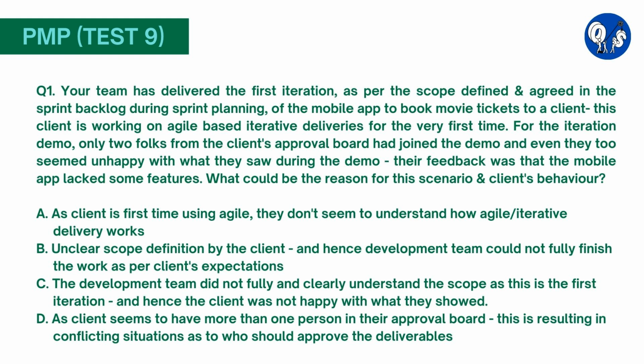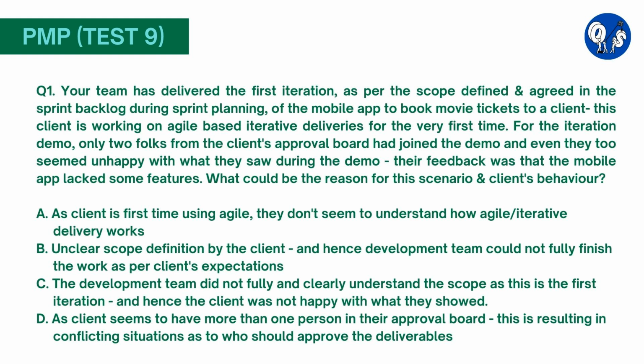A. As client is first time using Agile, they don't seem to understand how Agile/iterative delivery works. B. Unclear scope definition by the client, and hence development team could not fully finish the work as per client's expectations. C. The development team did not fully and clearly understand the scope, as this is the first iteration, and hence the client was not happy with what they showed. D. As client seemed to have more than one person in their approval board, this is resulting in conflicting situations as to who should approve the deliverables.